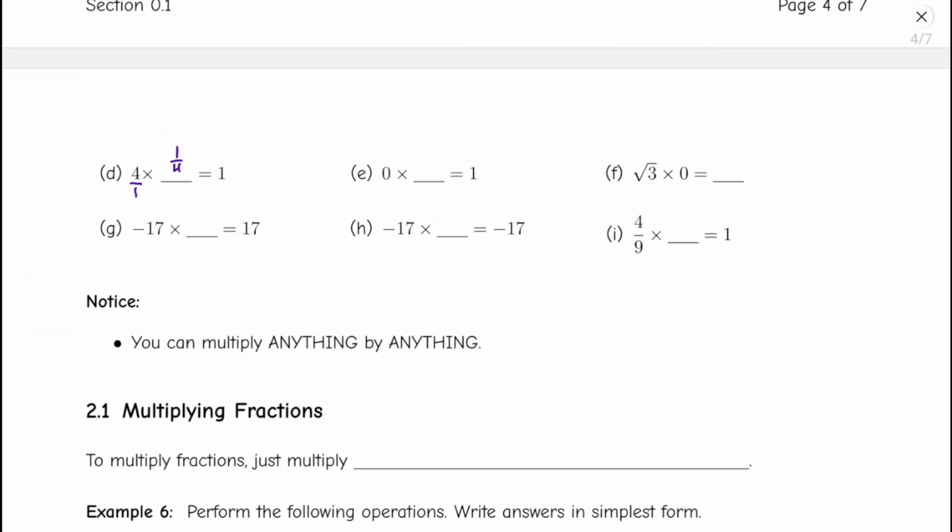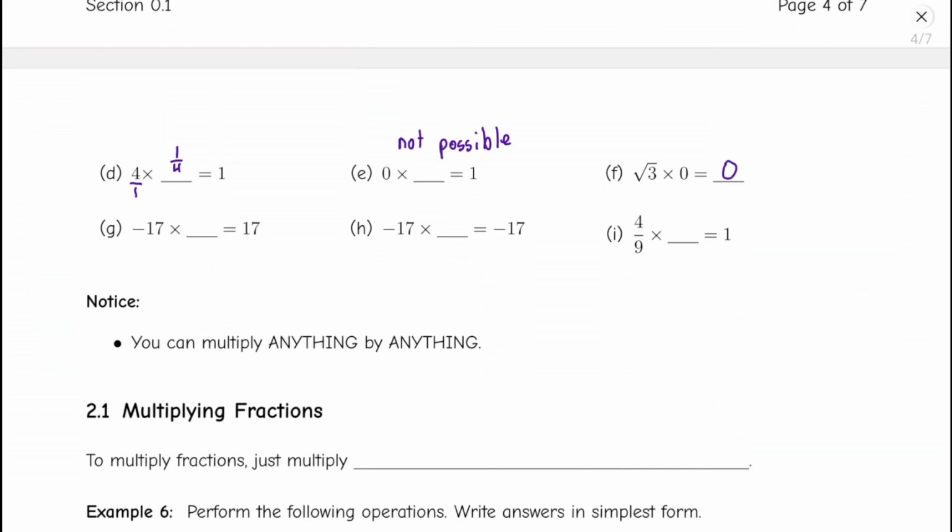Now 0 times what equals 1? Well, since 0 times anything equals 0, there's no way to get 1. This one is not possible. Square root of 3 times 0. And even if you don't know what the square root of 3 is right now, anything times 0 is 0.